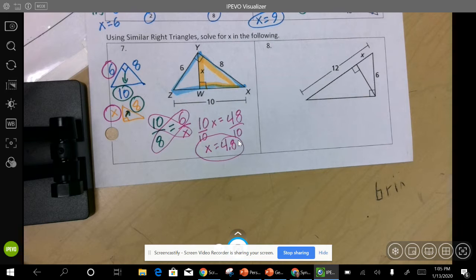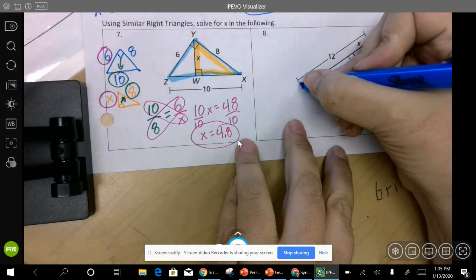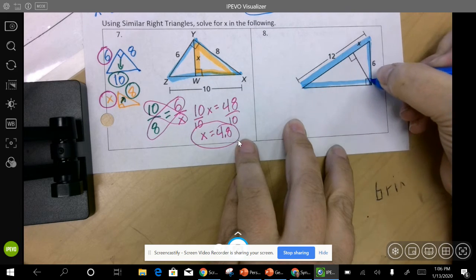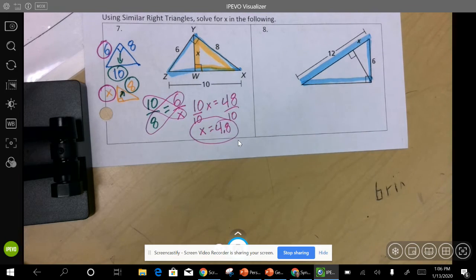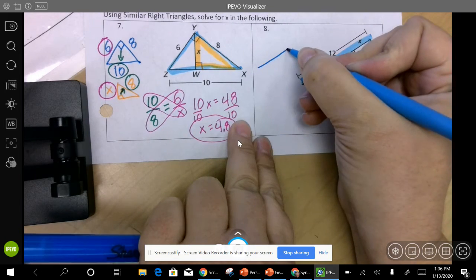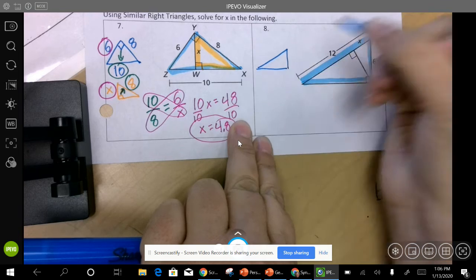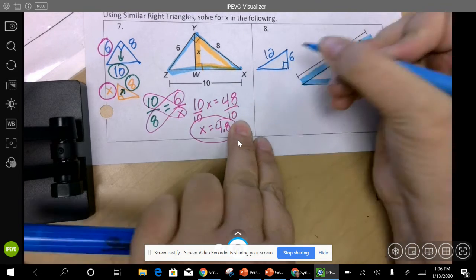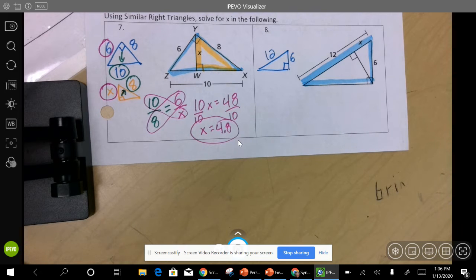Okay, for this next one, same thing. So I look at what I have. I'm like, okay, so my larger triangle. If you like drawing them out, you're more than welcome to do that. So I have 12 and 6. Okay, and then if I use the smallest one, I'm going to use that small triangle right there.